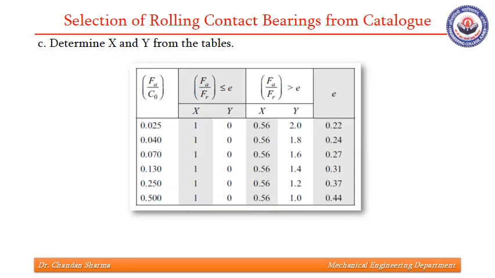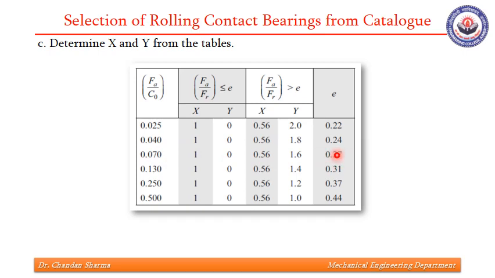Comes the table again. Now since we have selected, as a first trial, we have taken bearing 6008, and we know what C0 is for that bearing, so we can find FA by C0. Say it comes out to be 0.070. For this, the value of e is some factor, 0.27.